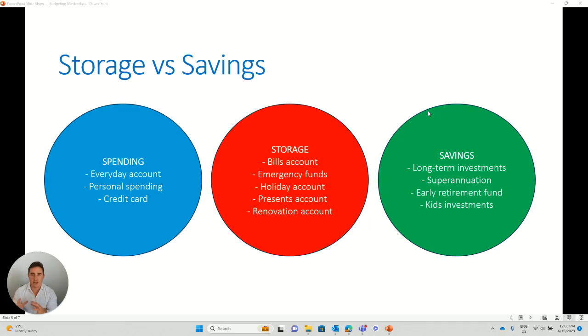Okay. Storage accounts are for those other things. Holidays, presents, they are savings, but they're short-term savings. Your intention is to spend that money. Do not class those in your mind as savings. They are storage. You are storing money to spend.